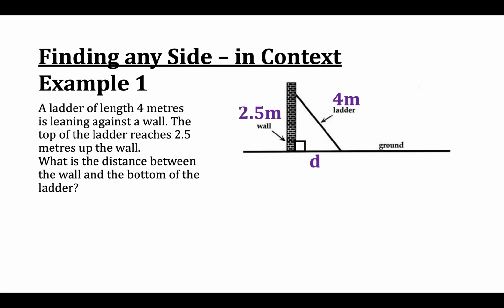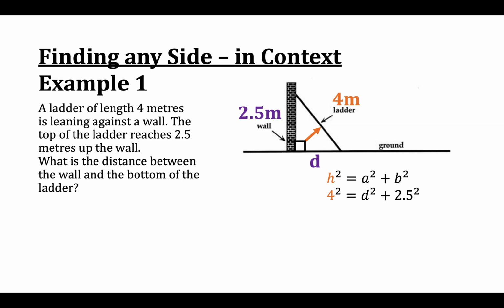So we also here know that we've got a right angle triangle because we're assuming that buildings are built at 90 degrees to the ground, because otherwise they would be like the Leaning Tower of Pisa, and we wouldn't want that. So because we've got a right angle triangle, that means we can use Pythagoras' theorem. Now across from the right angle we have our ladder, which is 4 metres in length. So that means we've got 4 squared is equal to d squared plus 2.5 squared.